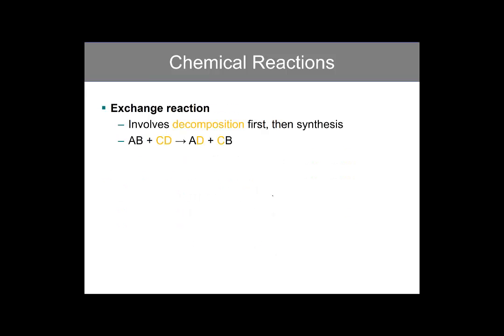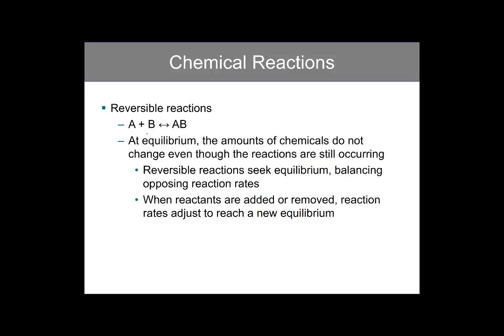An exchange reaction involves decomposition followed by synthesis. So first we decompose these components. So AB plus CD, we break them apart, we yield AD plus CB. So first we're decomposing the components, and then we're synthesizing them in different combinations. So that is the exchange reaction.